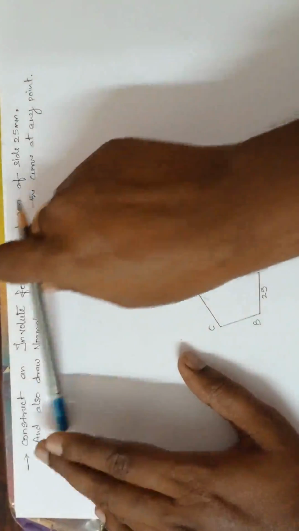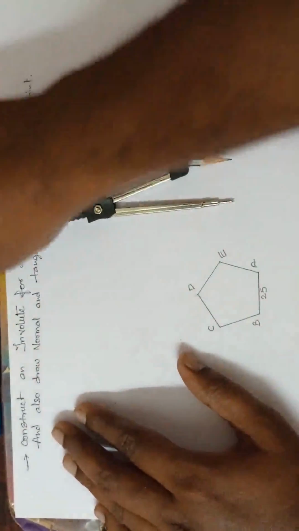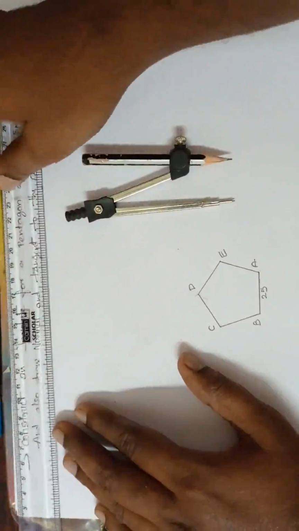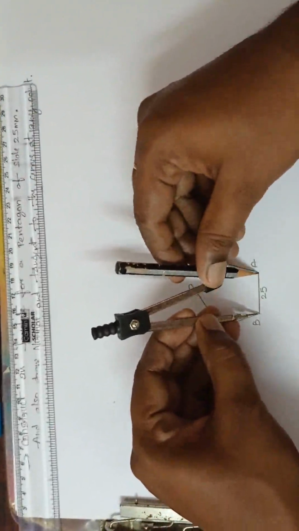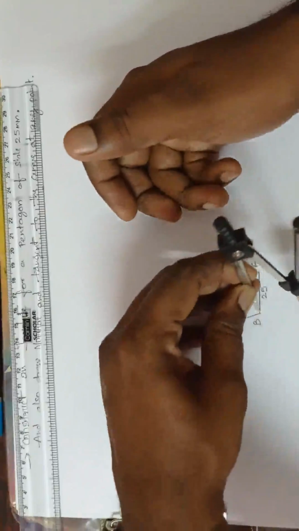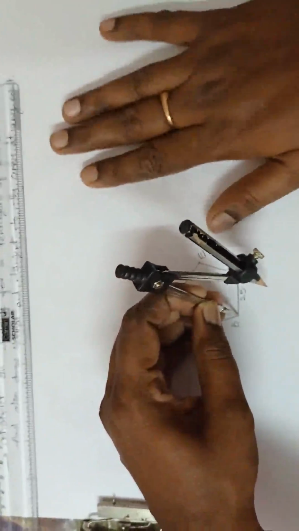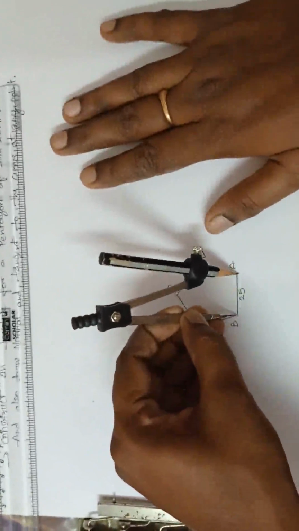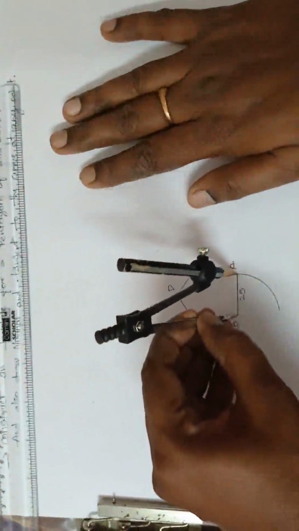Next, take a compass and take radius B to A, which is 25. With B as the center, draw a curve like this, on the upper side. AB as the radius, B as the center. Up to where we have to draw is important.